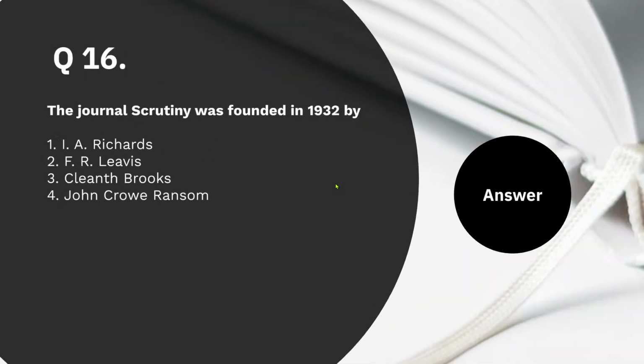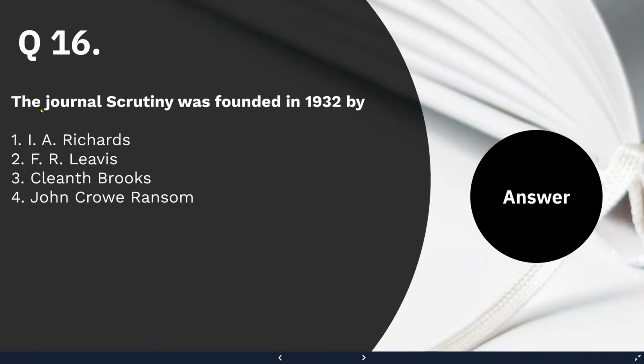We have question number 16 here. The journal Scrutiny was founded in 1932 by who? Is it I. A. Richards or F.R. Leavis, Cleanth Brooks or J.C. Ransom? What do you think, which one is correct? Again, I'm telling you, you can just write in the comment which option you think is correct.